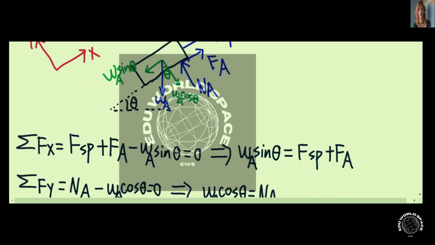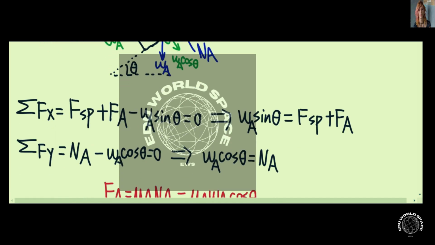So for block A, we have Fx equal to Fsp plus Fa minus Wa sin theta, which is equal to 0. Therefore, Wa sin theta is equal to Fsp plus Fa. Wa here is the gravity of block A, Fsp is the spring force from the spring, and Fa is the friction on block A.